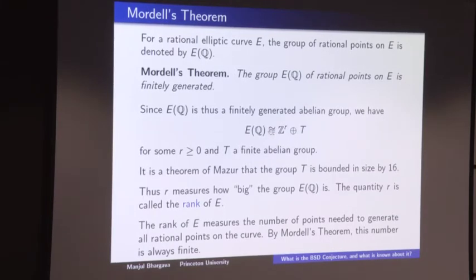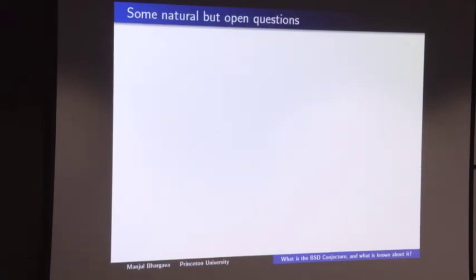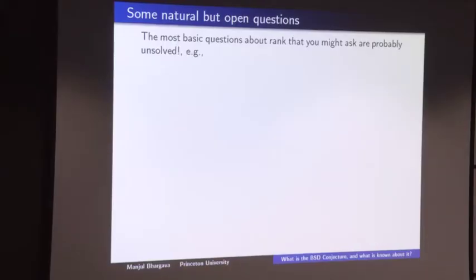And so we're interested in what this rank can be and how it's distributed. Can we determine the rank given an elliptic curve? These are all natural questions that you can now start asking, given an elliptic curve, to understand its rational points. It's really all about this rank R that tells us how many rational points there are. So basically any question that you might ask about the rank, there are lots of them, we don't know the answer to. So the most basic questions about rank that you might ask are probably unsolved.